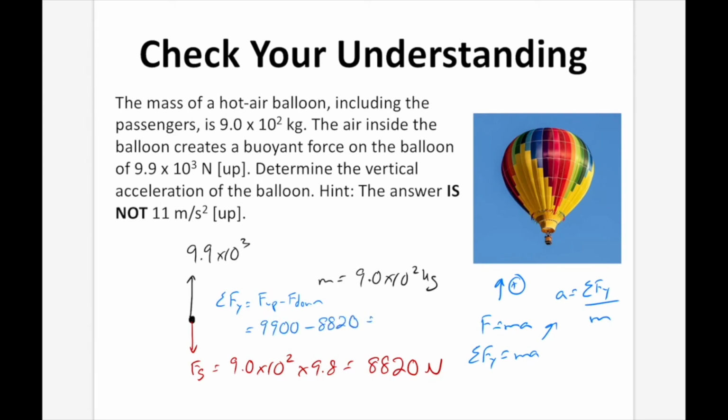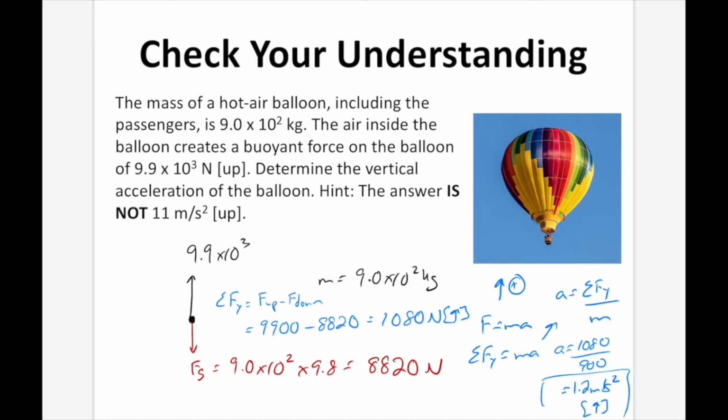So the sum of the forces in the y direction are going to equal 1,080 newtons up. So we're going to plug that into our equation over here. We're going to say a is going to equal 1080 divided by the mass, which is 900. So that gives us an acceleration of 1.2 meters per second squared up. And that's our final answer.